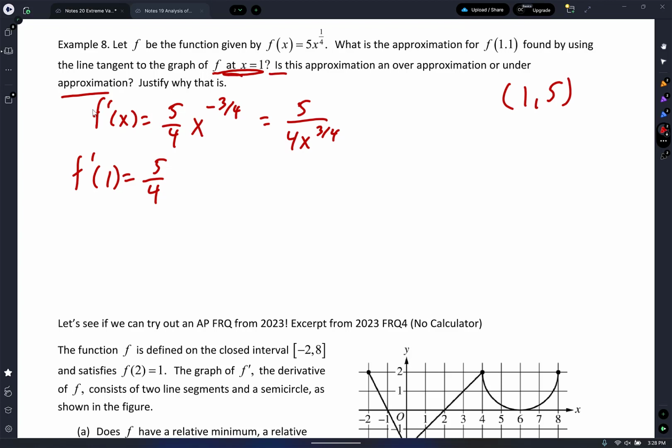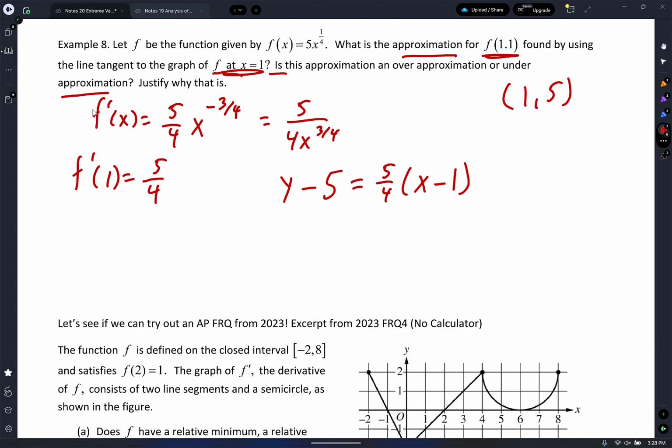Let f be the function given by, and I got a function. What is the approximation for f of 1.1 found by using the line tangent to the graph of f at x equals 1? Is this approximation an over approximation or an under approximation? Justify why that is. So remember we did this a few days ago where we used the tangent line to approximate values. So what do I need? I need a tangent line.